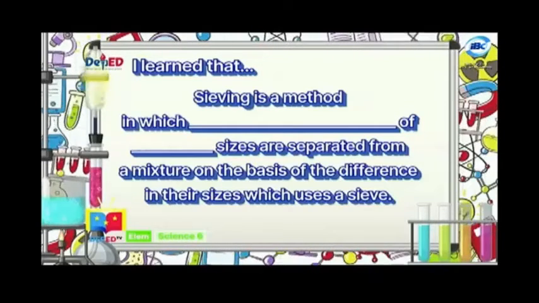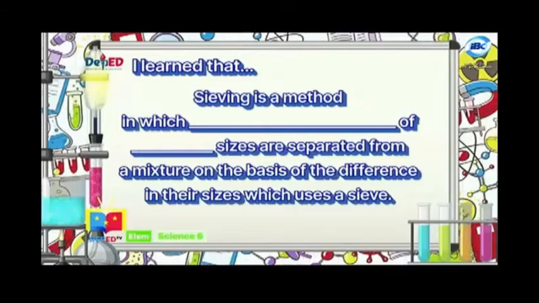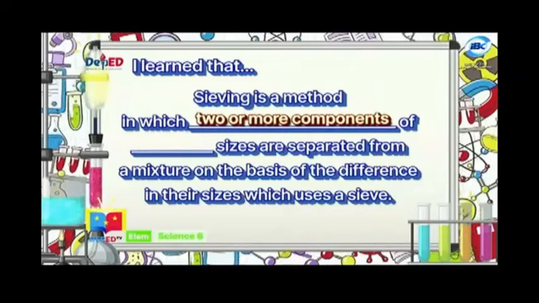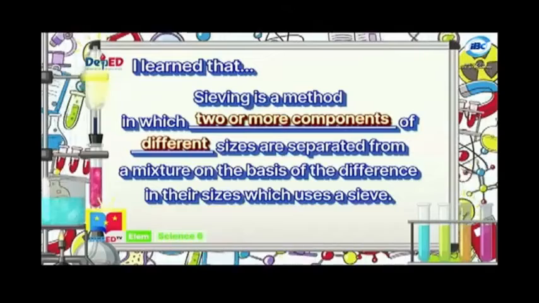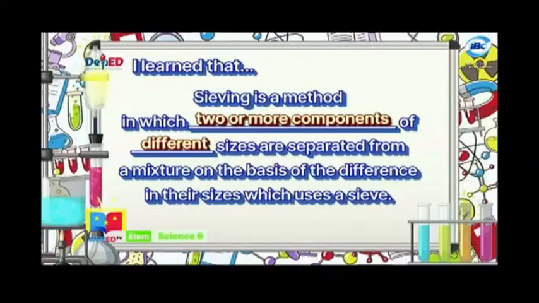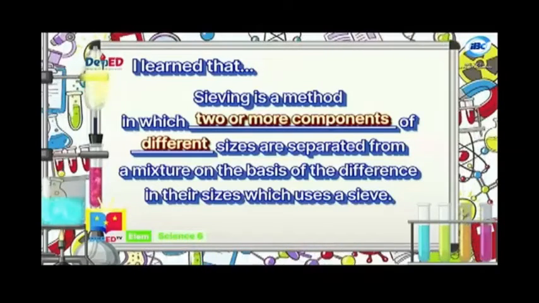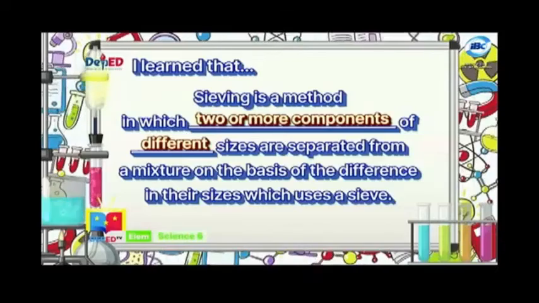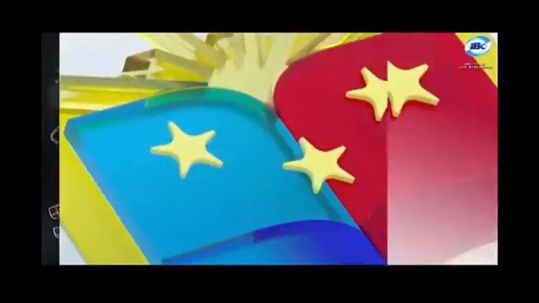Excellent! Sieving is a method in which two or more components of different sizes are separated from a mixture on the basis of difference in their sizes, which uses a sieve.